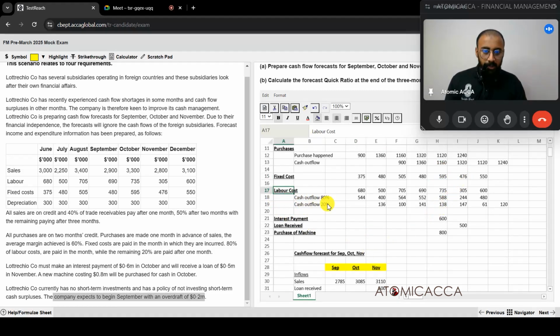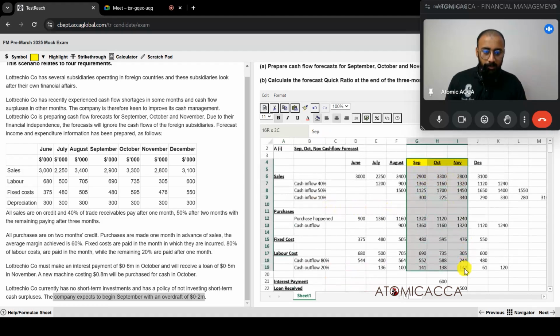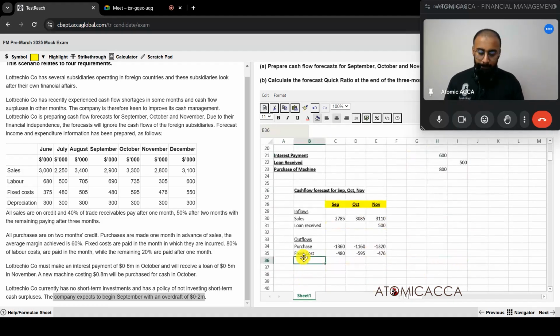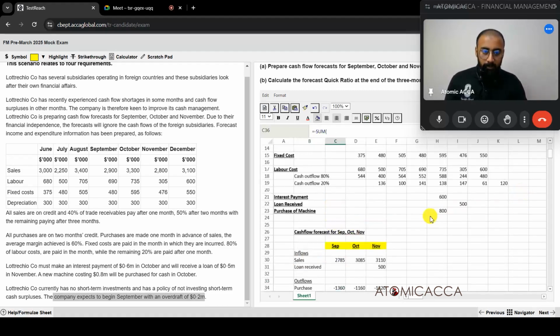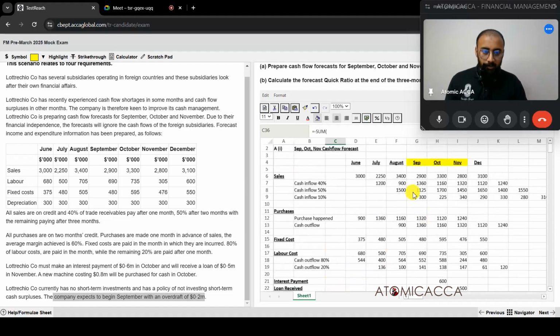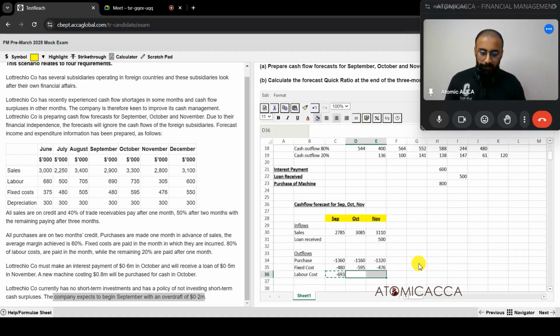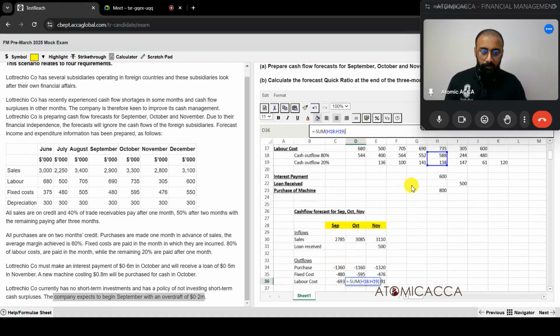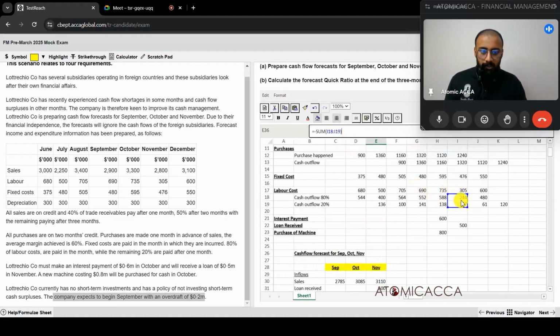Next is outflow related to labor cost in September, October and November. So we have two figures to take for each month. Labor cost will be equal to negative sum of labor cost. Where is September in this? September is 552 and 141. Similarly, if I take for other months, here it will be the sum of these two numbers in October. Here it will be the sum of these two items in November. So that is also ready.